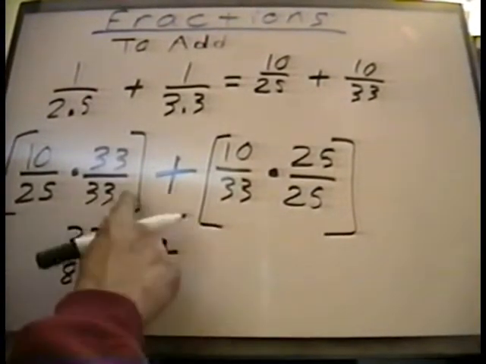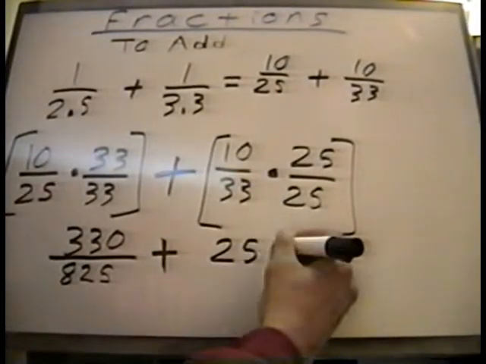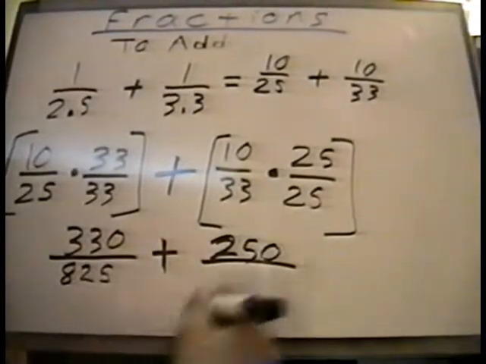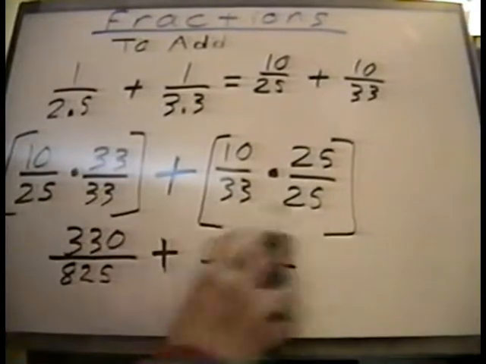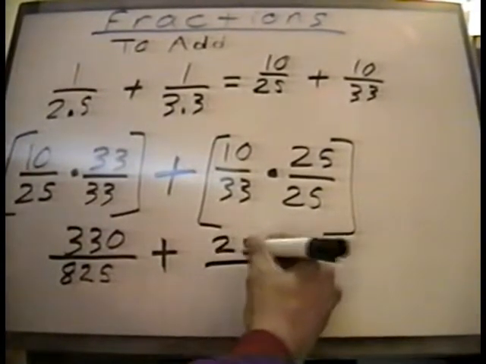Now this here, this gives us 250 over 825.